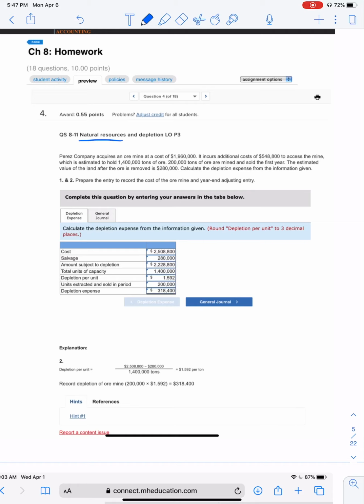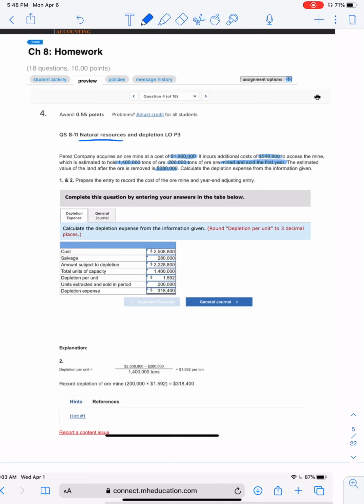So let's see how we actually compute this in this case. This question tells us Perez Company acquires an ore mine at a cost of $1,960,000 and incurs additional costs of $548,800 to access the mine. There is estimated to be 1.4 million tons of ore, and 200,000 tons are mined and sold the first year. The estimated value of land after the ore is removed is $280,000. Calculate the depletion expense from the information given.